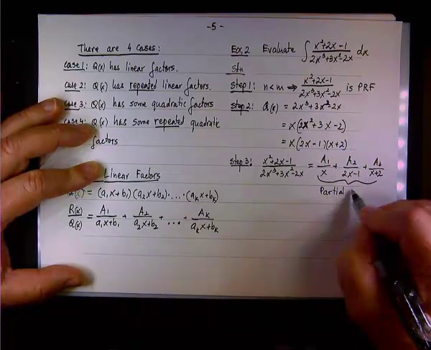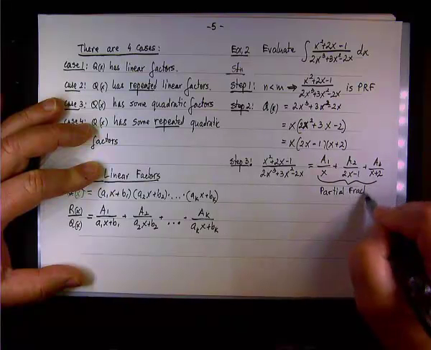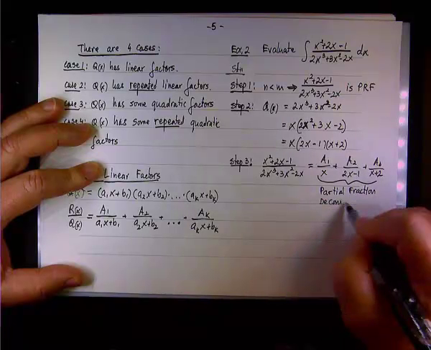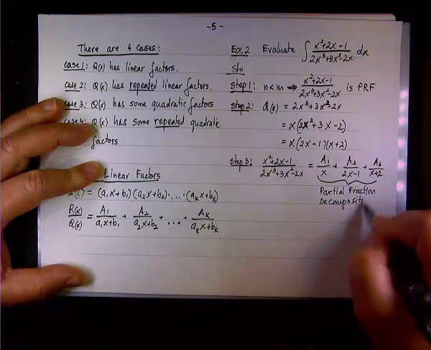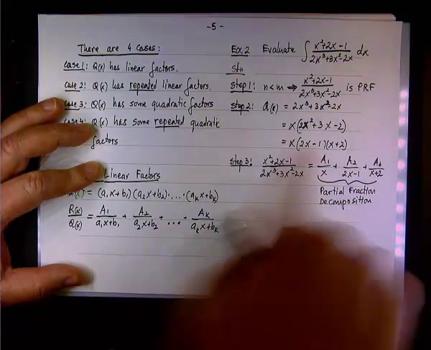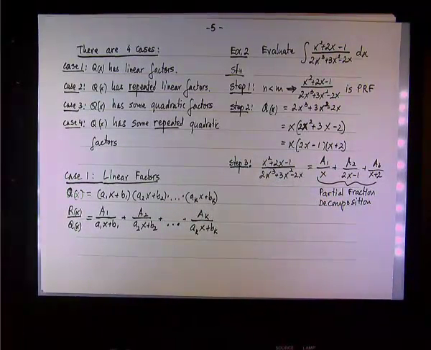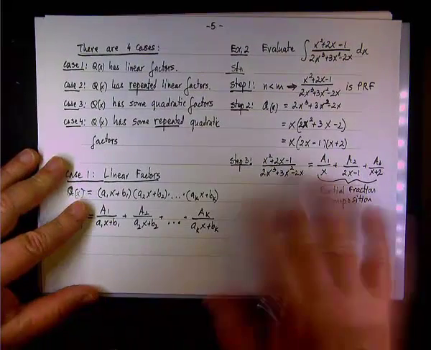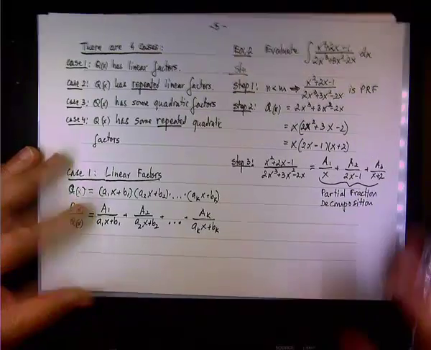Now, what do we do next? By the way, this is what we call the partial fraction decomposition of this term, of the integrand, of the expression to the left. So what do we do next? We really want to find out the values for A1, A2, and A3. That's the name of the game here.